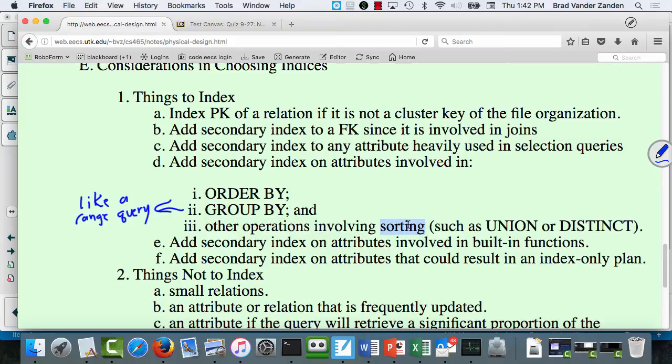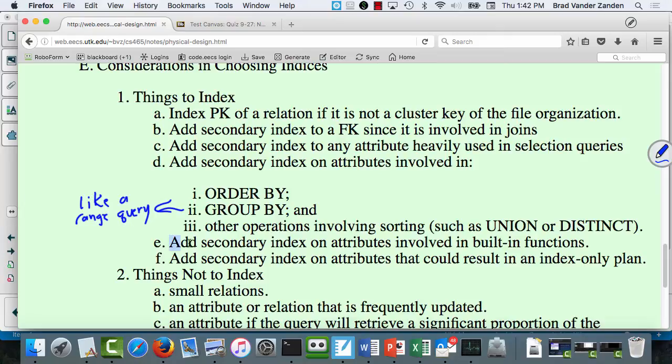So a union and distinct both involve sorting. Distinct has to remove duplicates. The easiest way to remove duplicates is if you have a sorted set. And union, you can't include duplicates because relations don't permit duplicate tuples, so unions need to eliminate duplicates. The way you do that is with sorting.